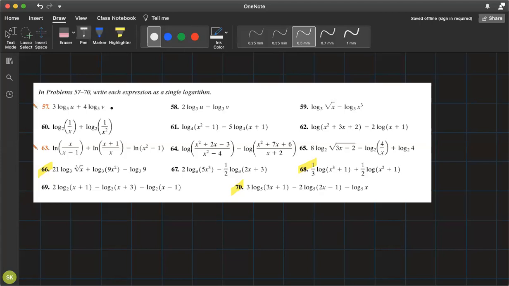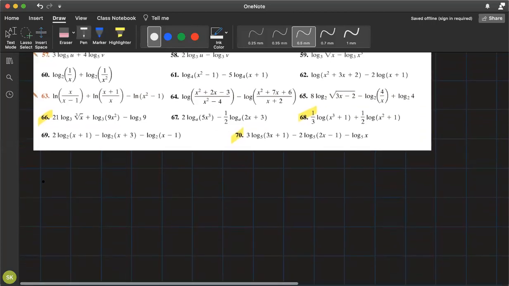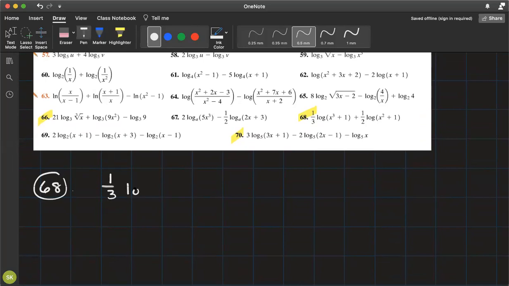Last time we were writing these expressions as a single logarithm. We got to problem 66 and we finished that one. Now let's do problems 68 and 70. So 68 gives us 1/3 log of x cubed plus 1, plus 1/2 log of x squared plus 1.